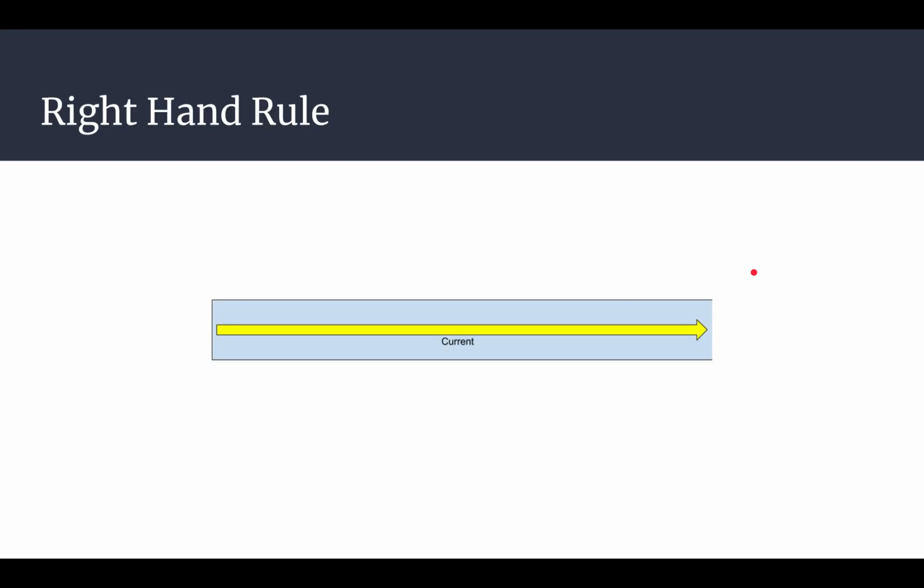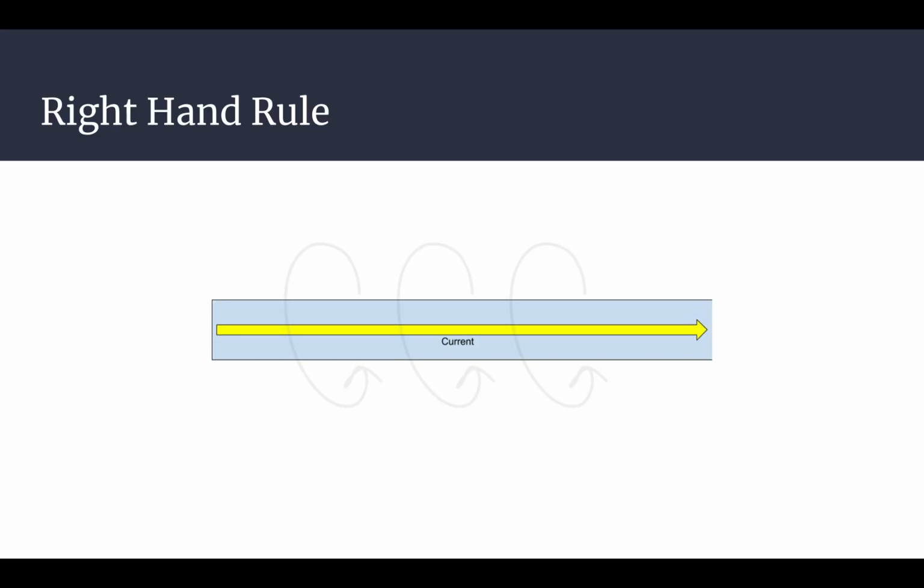Take a moment here and draw this in your notebook. This is a wire carrying a current. The current is moving from left to right. I want you to go ahead, take a moment, draw this, and then draw the direction of the magnetic field. Pause the video and do so.